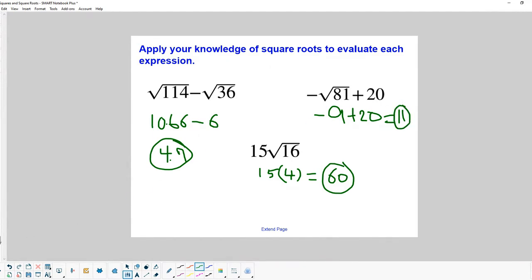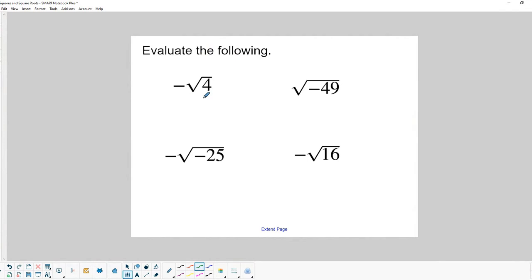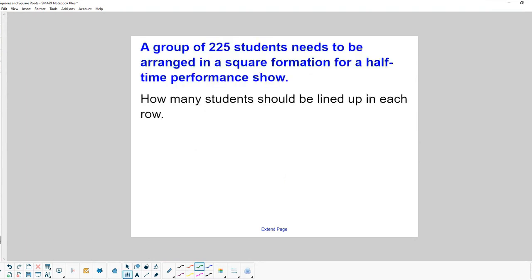So these come in all kinds of shapes. So the negative square root of 4 would be -2. Can't do a square root of a negative, so that doesn't work. Can't do a square root of negative 25, so that doesn't work. However, the negative of the square root of 16 is negative 4, or the negative square root of 16 is one way to say it.